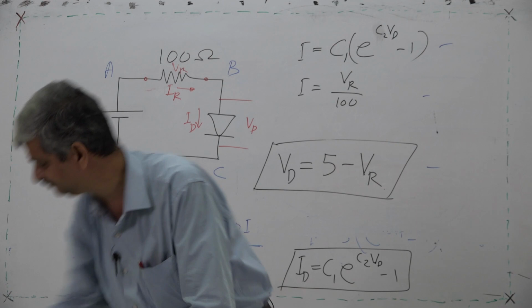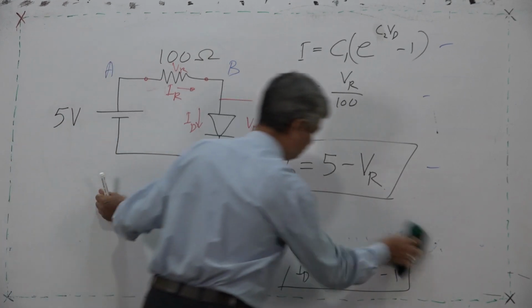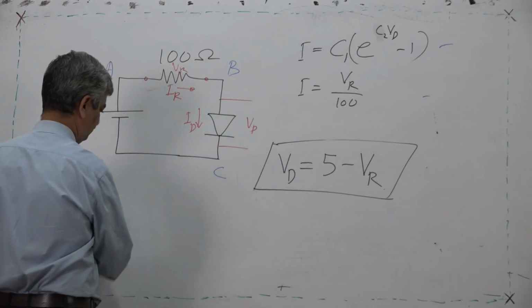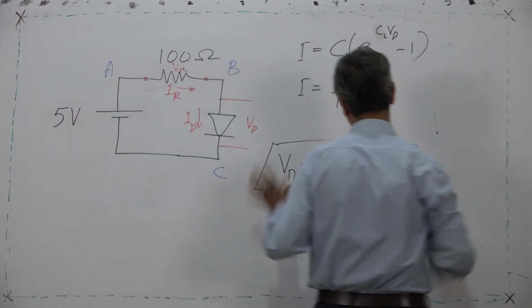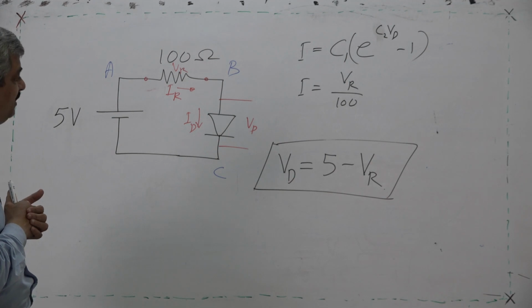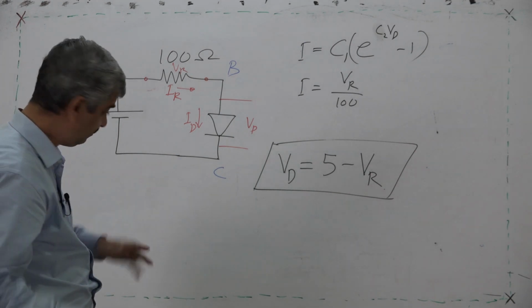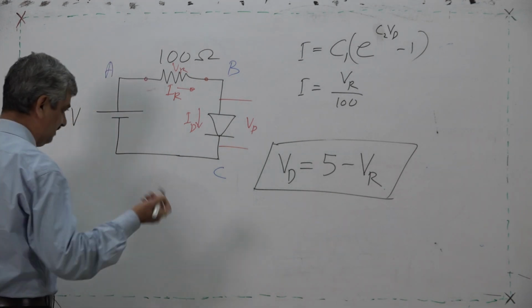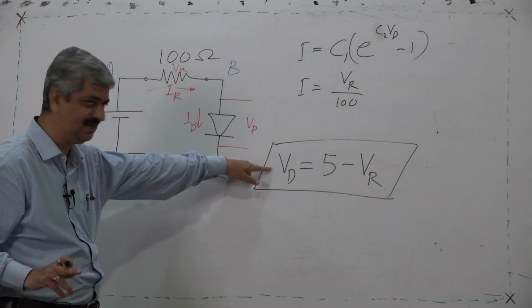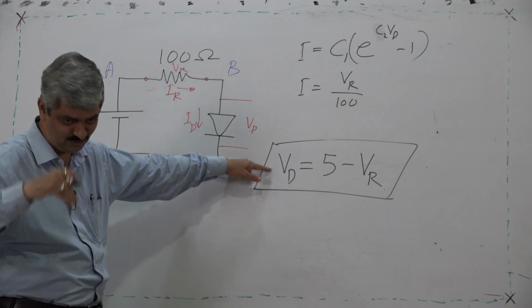I will explain it by all possible methods. So, now VD is equal to 5 minus VR. What is VR? VR is 100I. We can go by different methods, and which method suits will depend upon the individual and his liking. I think this equation everybody understood; when I say everybody understood, please do not misunderstand it, I am checking your understanding.